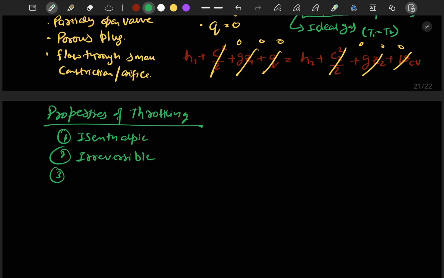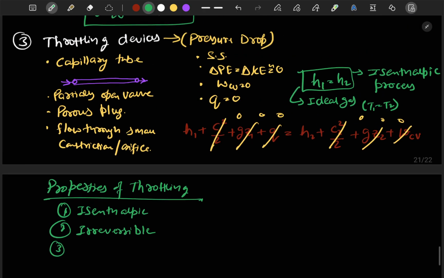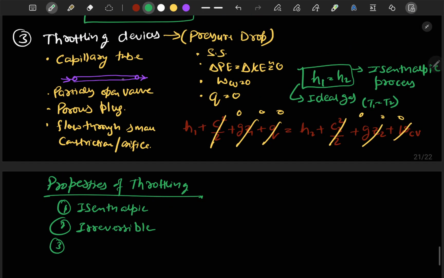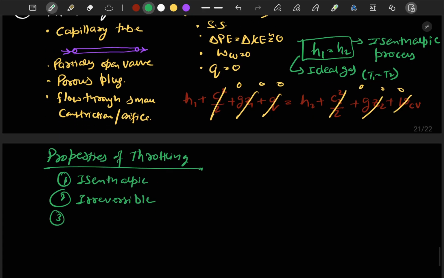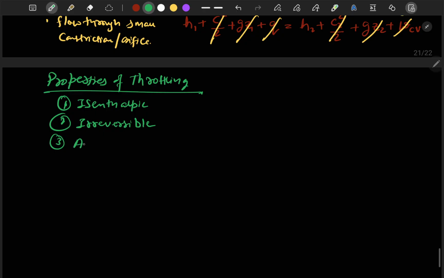Here exactly that thing is happening. The friction is available in the flow, like see this capillary tube. Due to the friction here, the availability of friction will cause the pressure drop, so it cannot be reversed. Third is adiabatic process. It is a very fast process, so there is no time for heat transfer. So the process is adiabatic. Fourth is there is no work done. Work done during the process is 0.